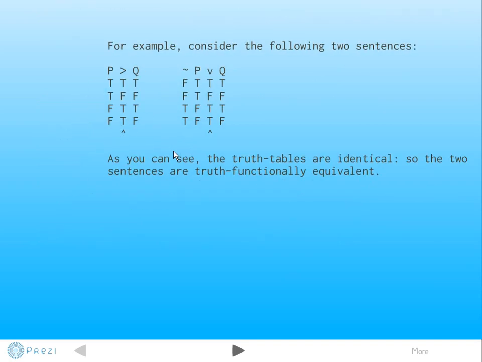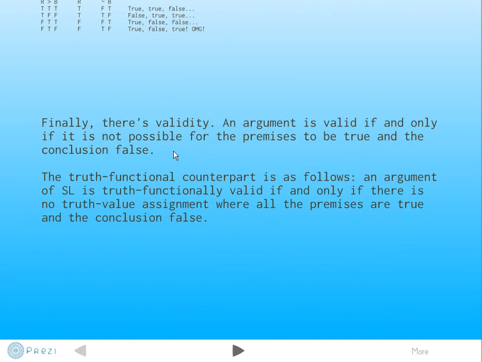Finally, there's validity. An argument is valid if and only if it's not possible for the premises to be true and the conclusion false. Right? This is probably the most important definition in the whole class. An argument is valid if and only if it's not possible for the premises to be true and the conclusion false. Now, the truth functional counterpart is really simple. An argument of SL is truth functionally valid if and only if there's no truth value assignment where all the premises are true and the conclusion is false.